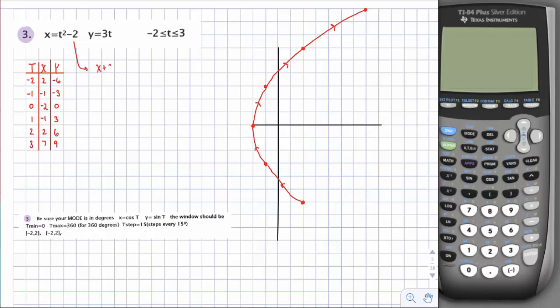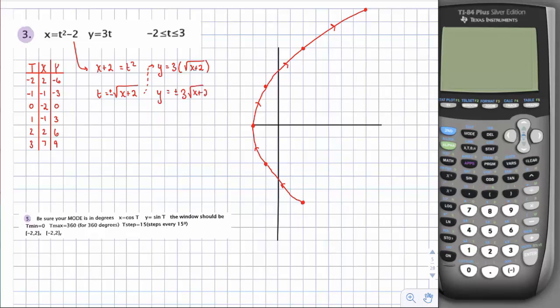So that's x plus 2 equals t squared, and t is the square root of x plus 2, and it is plus or minus technically. I'm going to plug that into my y equation. So y equals 3t. I'm going to say the square root of x plus 2. I know it's plus or minus, so if I simplify this, I get plus or minus 3 square roots of x plus 2.